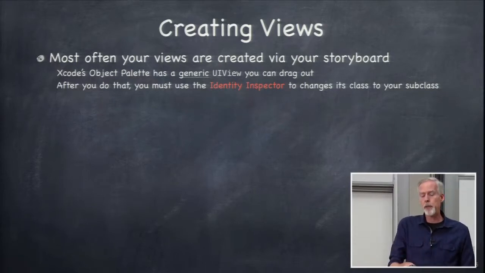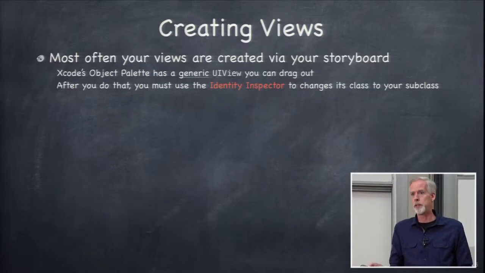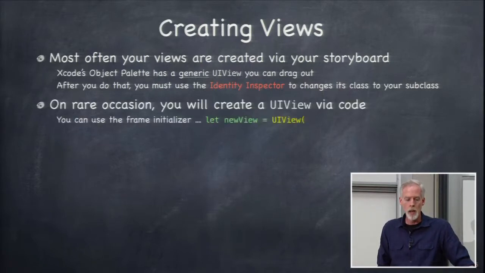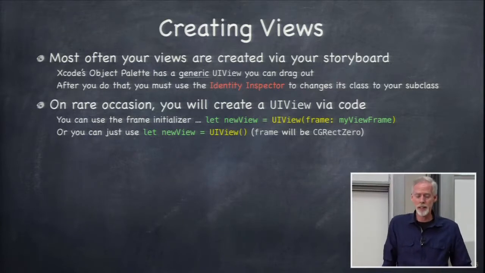Once you drag it out, though, you have to go to the identity inspector and change the class of that view you dragged out so that it's your class. Okay? So it's a 2-step process. You drag your custom view out, then you change its class to be whatever your custom class is. On rare occasion, you might create an instance of your view in code. Probably never in this class, maybe in your final project, I doubt it.